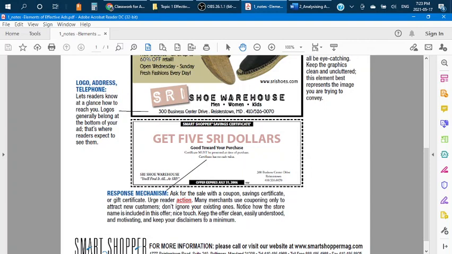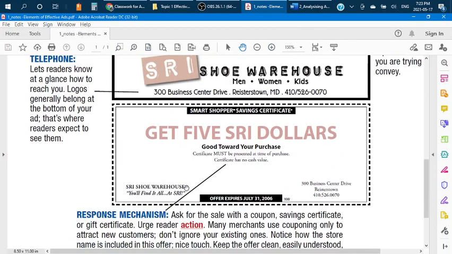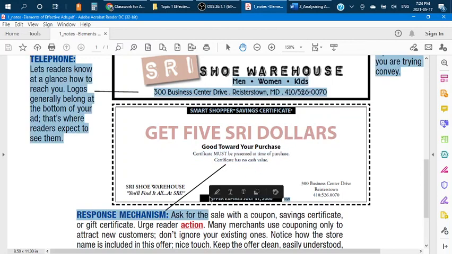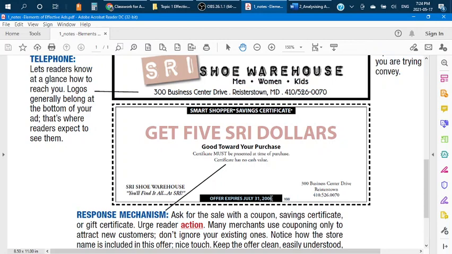It also says here to keep the offer clean, easily understood, and motivating, and keep your disclaimers to a minimum. So in other words, this doesn't have a whole bunch of images, a bunch of clutter on it, and the disclaimers, which would be these right here, so we'll zoom in because they're kind of in smaller print. A disclaimer is something like this: certificate must be presented at the time of purchase, certificate has no cash value, and of course the one that's most important right here, offer expires July 31st, 2006.